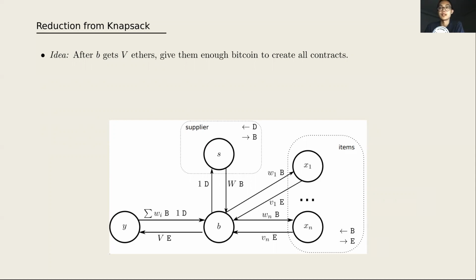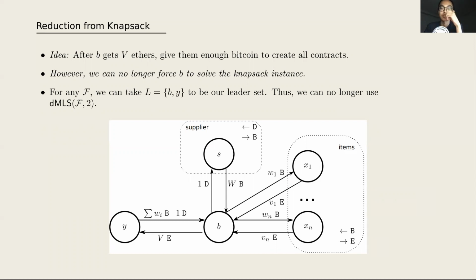The problem with this is that it conflicts with our DMLS strategy that we described before. So previously why that worked is it would take S and B to be the leader set of size 2 necessarily. But now with the introduction of Y, we can take B and Y to be our leader set. And this would actually be sufficient for any flower graphs of this form. And in turn, B can dodge solving the knapsack problem, since they're receiving the sum of all weights, they can just create all the contracts to all of the item nodes, not needing to solve the knapsack problem at all.